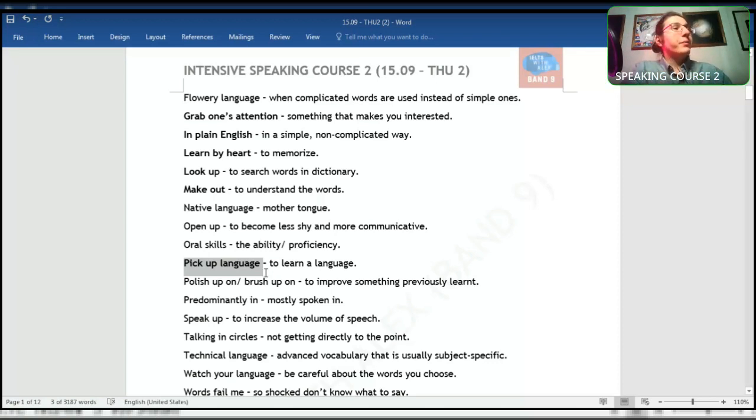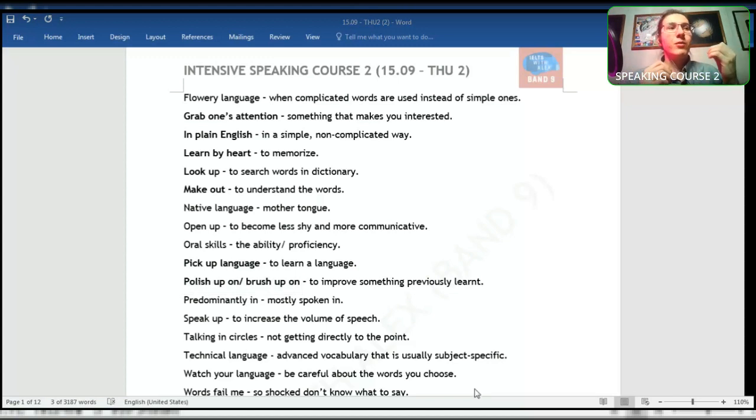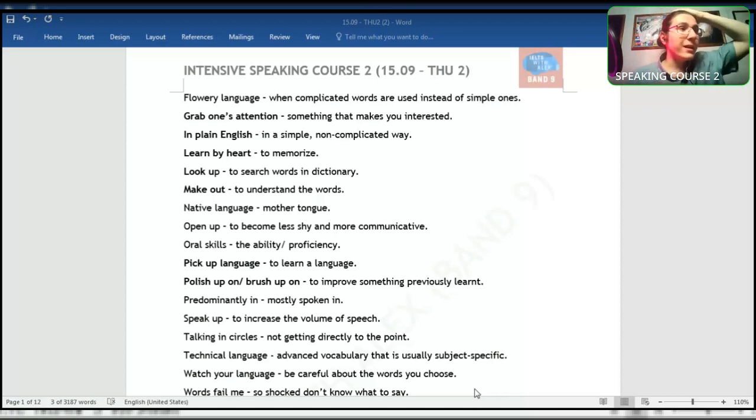We're good. All right, next is polish up on something. Polish up, brush up on. Basically, this phrase is used whenever you're talking about learning, right? Learning some kind of information, some kind of words, anything. But rather than just learning something new, you're learning something that you already knew, but you are adding more knowledge to it. You're learning more about it. So that is a good phrase to learn.